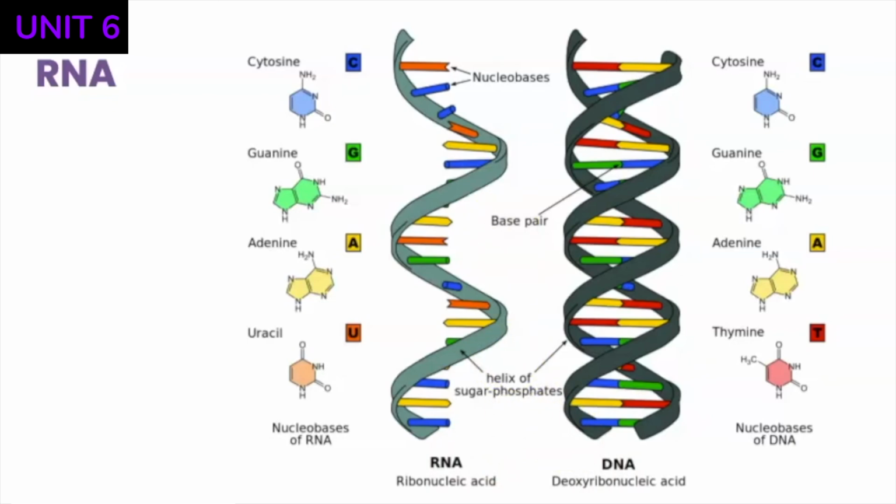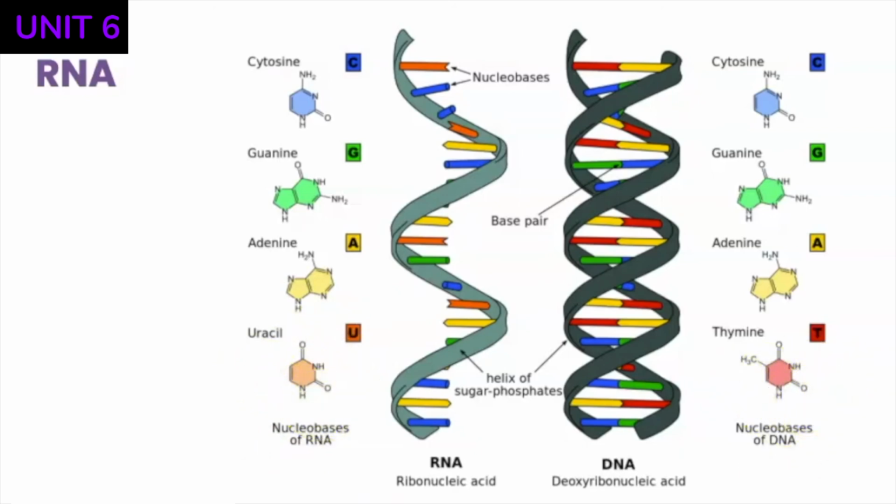But when we look at the sugar in DNA, that's going to be a deoxyribose sugar, hence the name, and RNA is going to have a ribose sugar. These are both pentose sugars with 5 carbons, but they're a little bit different. DNA is going to contain thymine, whereas RNA contains uracil. So instead of having a thymine, RNA is going to have that U. DNA will always have T's.